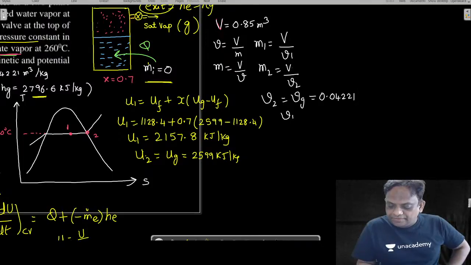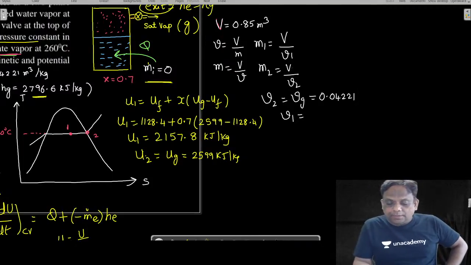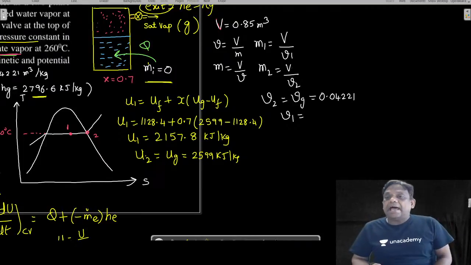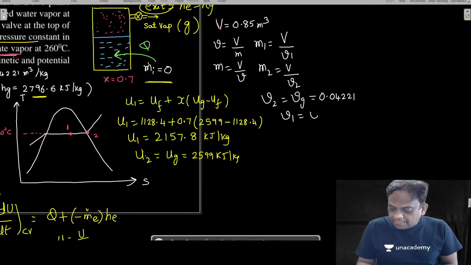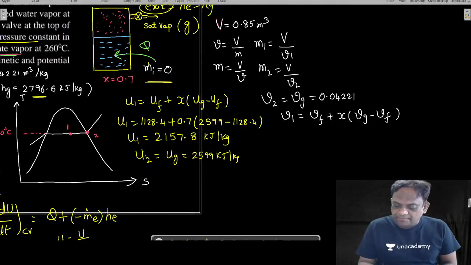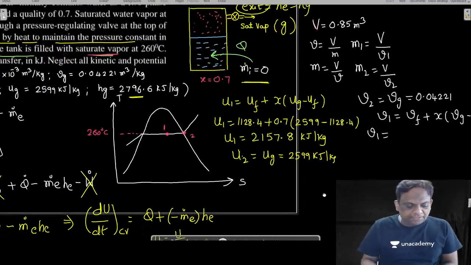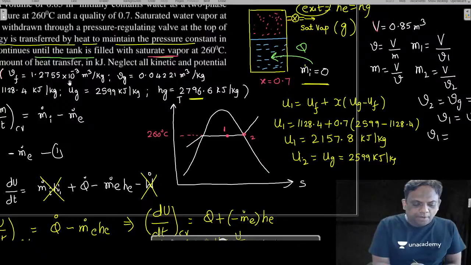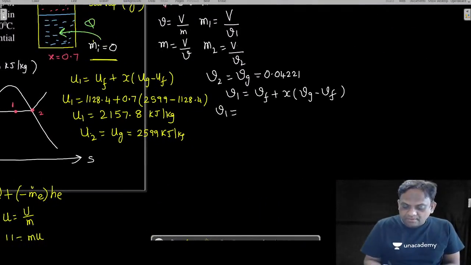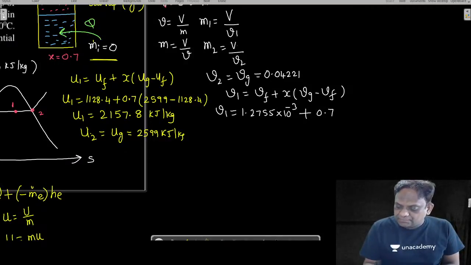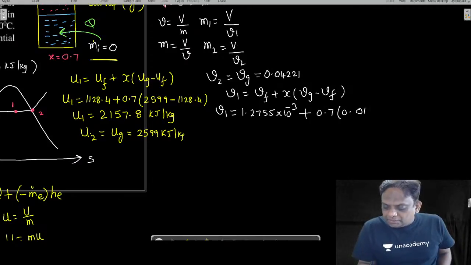0.04221. And what is V1? Anyone? What is V1? I don't know. Initially, it is in the wet region. So it will be Vf plus X into Vg minus Vf. So V1 is equal to Vf. What is Vf? 1.2755 into 10 power minus 3, plus initial dryness fraction is 0.7. Vg is already known, 0.04221 minus Vf. Vf is already known.